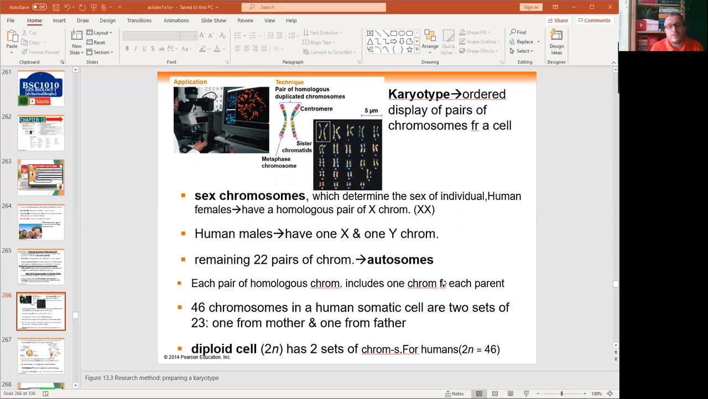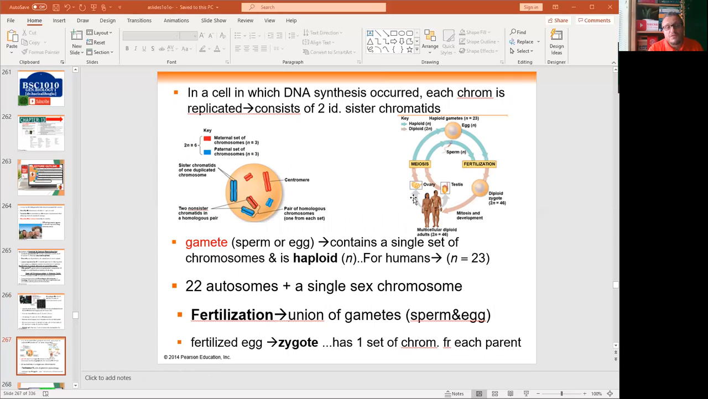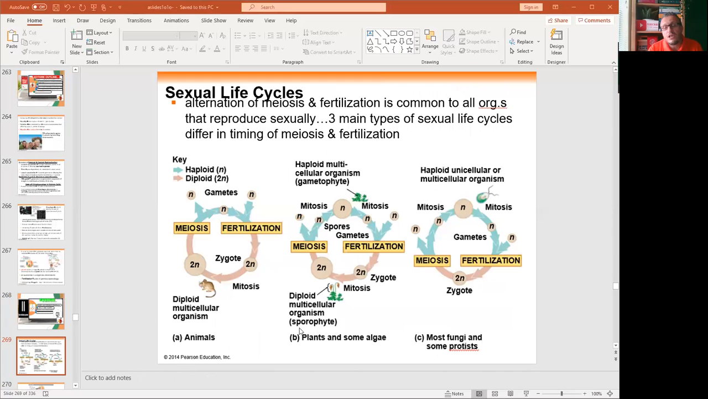Human sex chromosomes are an XY system. Males have X and Y, females have X and X. That's why in humans the male determines the gender of the offspring. And the total is 46. If you look at the life cycles, we see 3 models in this picture. A is the animal model, B is plants and some algae, and C is fungi and some protists. Protista is in another kingdom, but they are here as a third group, as well as fungi.